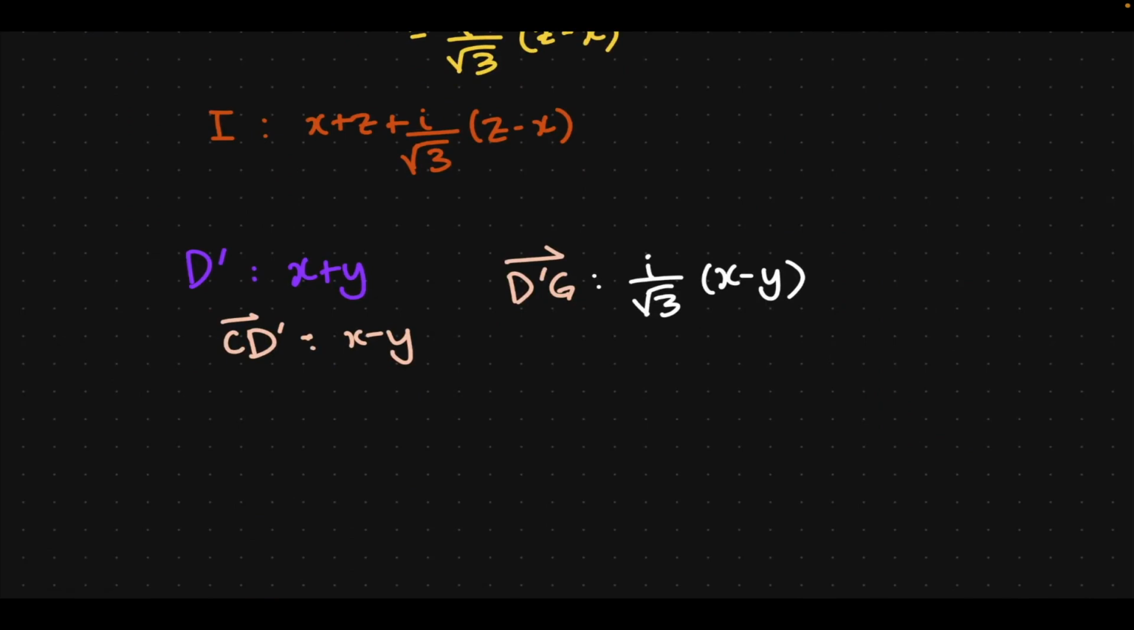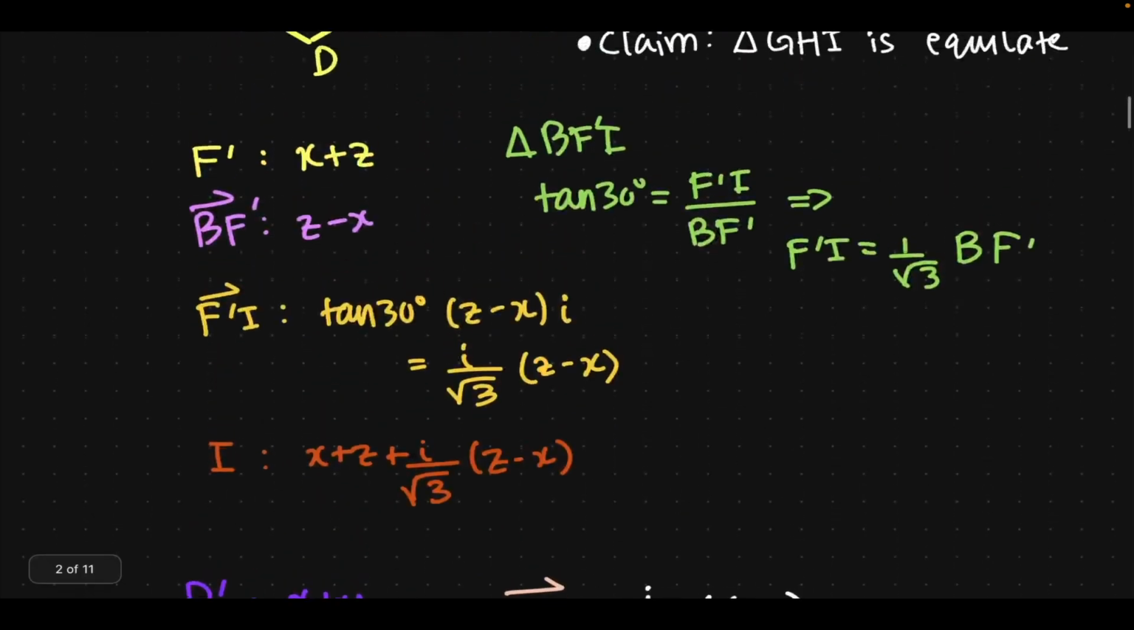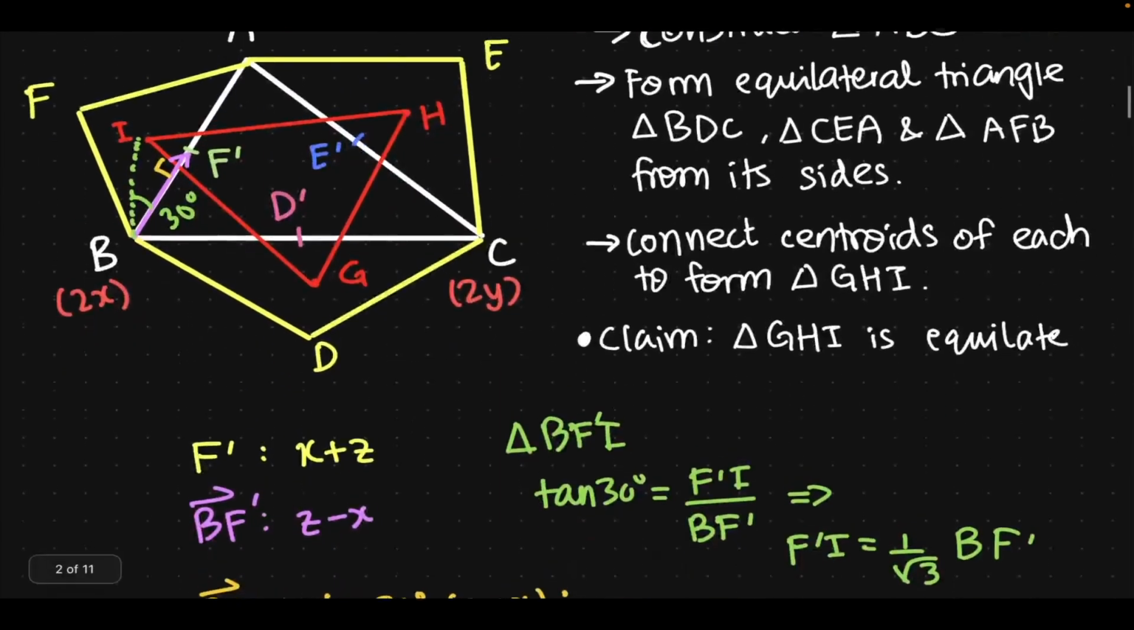Anyways, so then in the end, after all of this, we know what the coordinates of point G are. They're just x plus y, just add D prime to vector DG. So I over root 3 and x minus y, like that. Okay, perfect. We will move on to the next side. I'm not going to spend too much time.